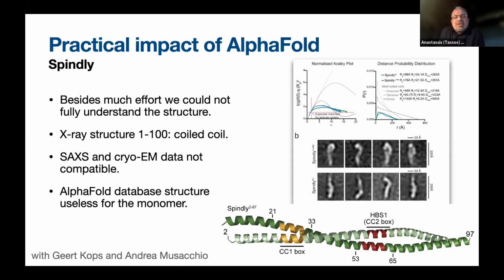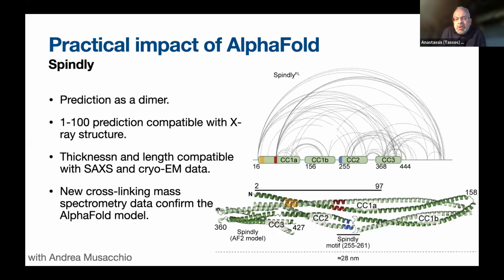And of course, the AlphaFold database structure was useless for the monomer, but then AlphaFold multimer came in. We knew that it was a dimeric coil. We modeled it as a dimeric coil. And we got this beautiful structure, where the coil, at some breakpoints, folds upon itself. And this fitted beautifully with cross-linking mass spectrometry data that was indeed showing cross-links between distant regions of the coil that we could not have explained.